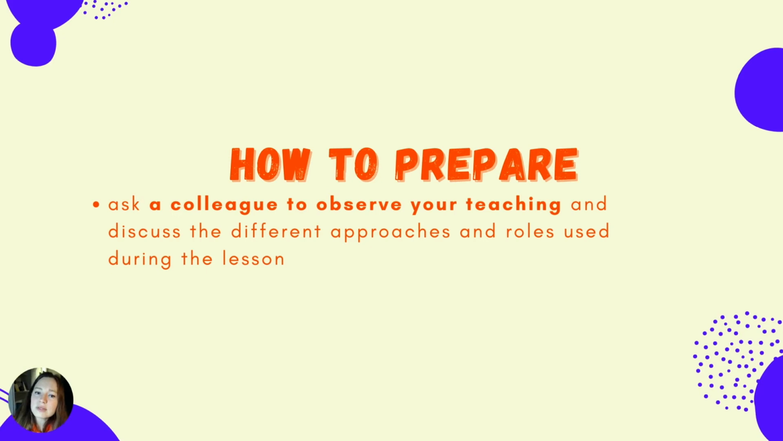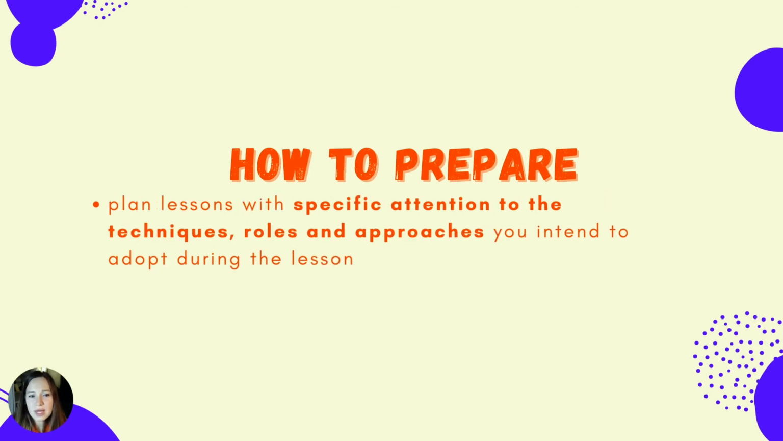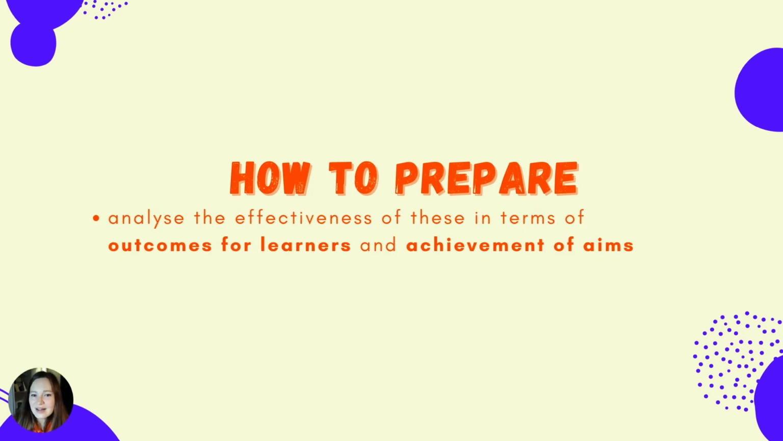Ask a colleague to observe your teaching and discuss the different approaches and roles used during the lesson. Another thing you can do is plan lessons with specific attention to the techniques, roles, and approaches you intend to adopt during the lesson. Analyze the effectiveness of these in terms of outcomes for learners and achievement of aims.